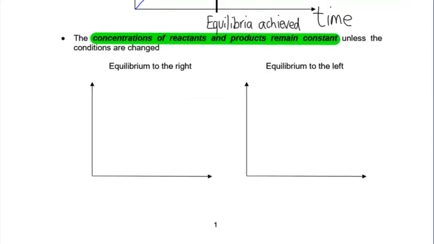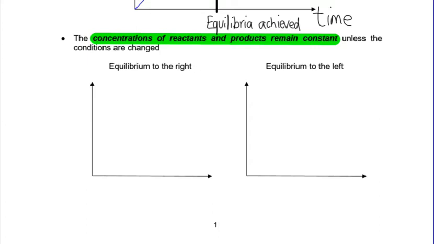And remember, if we're asked what we mean by dynamic equilibrium, the second thing we say is the concentrations of the reactants and the products will remain constant. Be careful with your words. They're not the same now, they're constant unless conditions are changed.